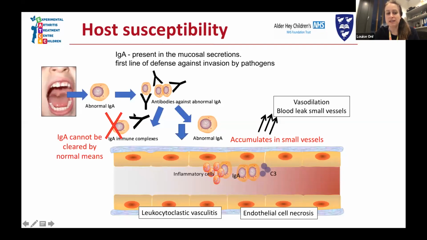And the immune system is then unable to clear away this abnormal IgA, and it can deposit both in circulation, but also within the small vessels in both its individual form, but also in its immune complex form with antibodies. And so what we see is characteristically IgA deposited within the small vessels together with a whole host of inflammatory cells, and very classically we see complement C3. And together this produces the leukocytoclastic small vessel vasculitis that is characteristic of this disease.